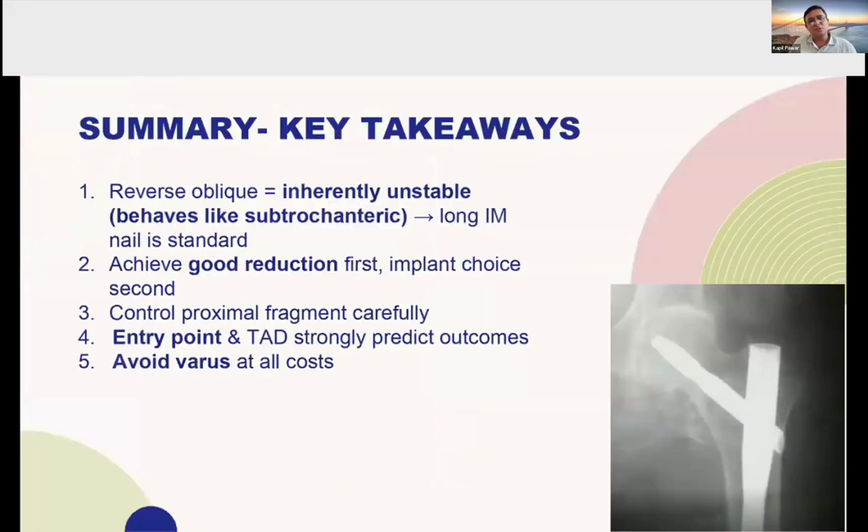In summary, reverse oblique fractures are basically unstable fractures. They behave more like a subtrochanteric fracture, and intramedullary nails are a good choice. Always achieve a reduction first by whatever trick and then put an implant. Correct entry point and correct reaming is important. Avoid varus and distraction at any cost.